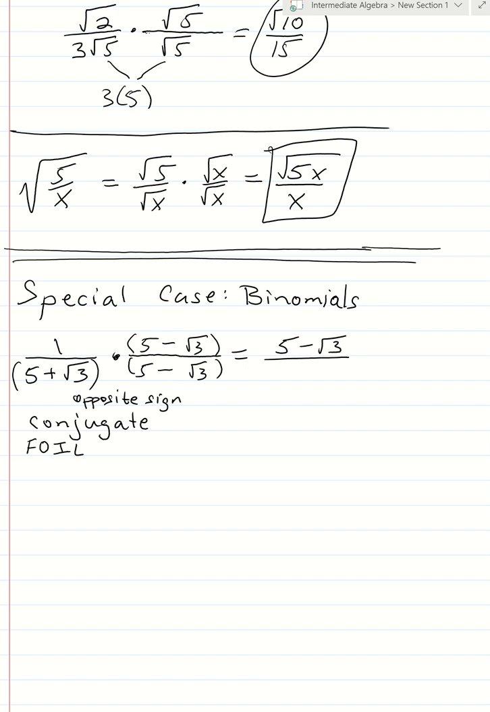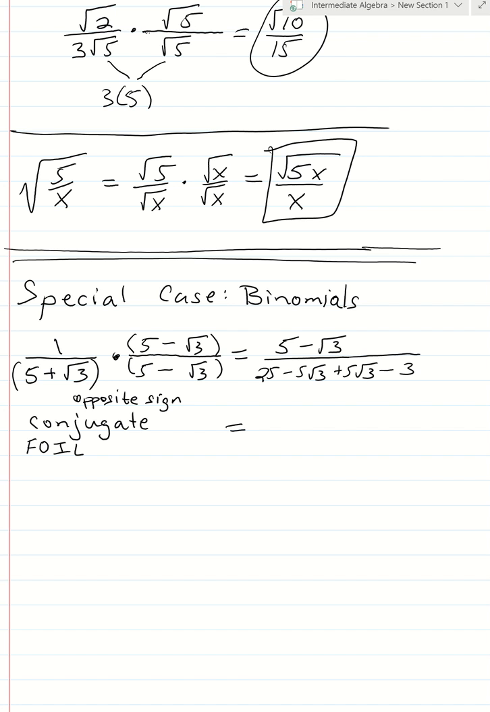So let's multiply the 5 with the 5. That gives us 25. When we multiply the 5 with the negative square root of 3, we get a negative 5 square root of 3. Next, we have to multiply the square root of 3 with the positive 5. That would give us a positive 5 square root of 3. And then the last thing that we have to do is multiply the positive square root of 3 with the negative square root of 3. That would give us a negative 3.